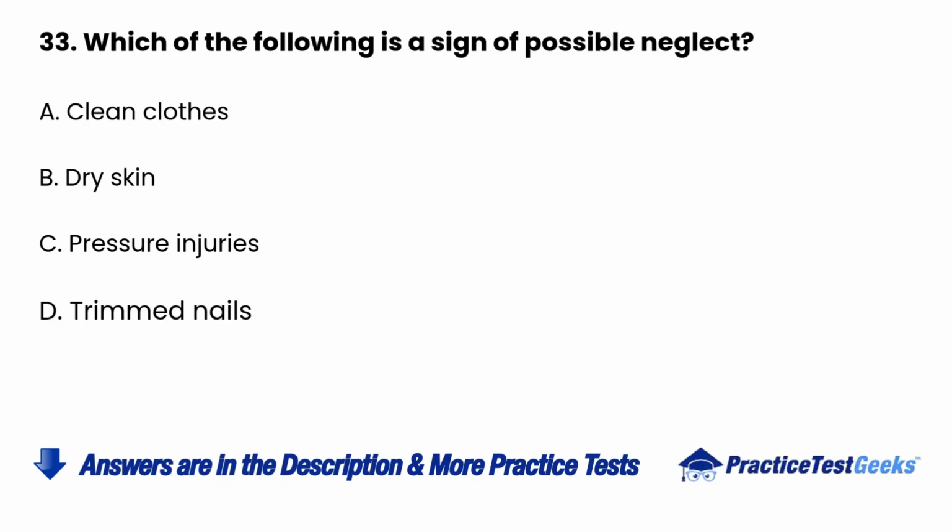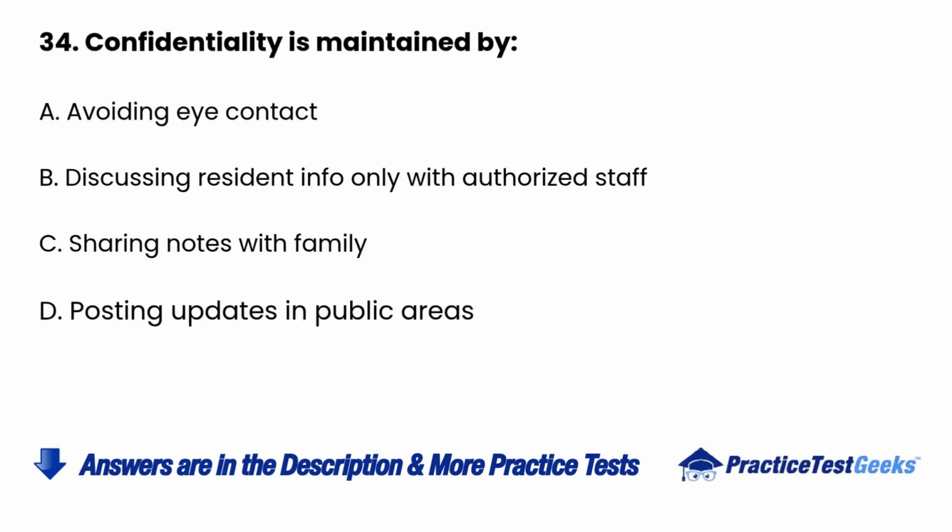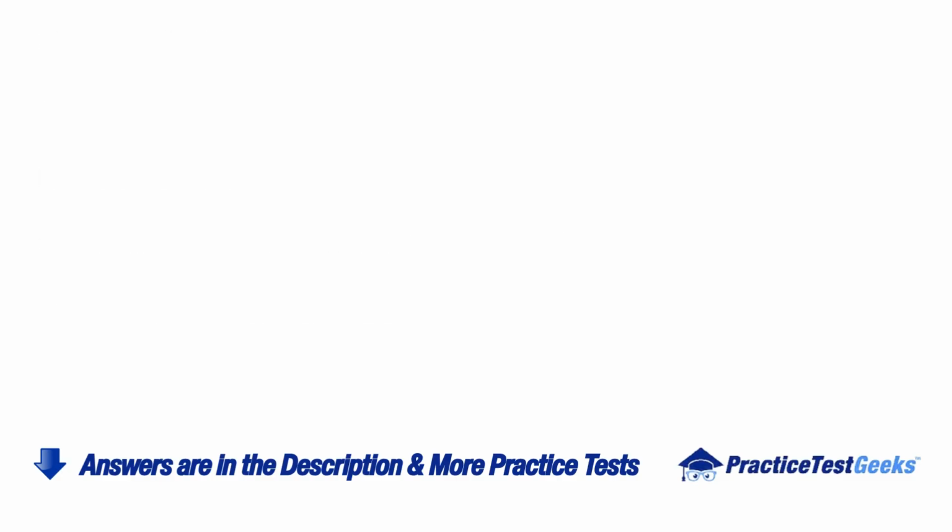Which of the following is a sign of possible neglect? A. Clean clothes. B. Dry skin. C. Pressure injuries. D. Trimmed nails. 34. Confidentiality is maintained by A. Avoiding eye contact. B. Discussing resident info only with authorized staff. C. Sharing notes with family. D. Posting updates in public areas.